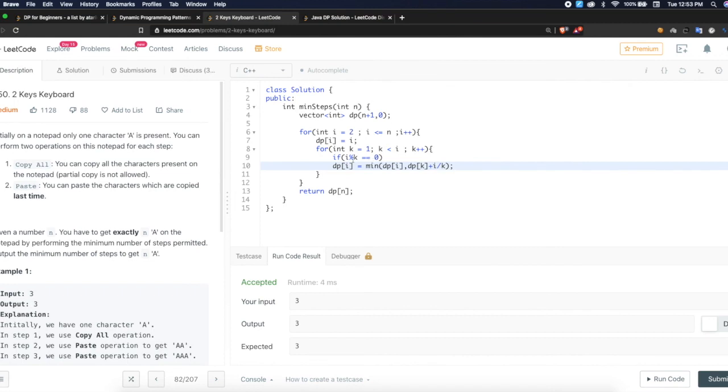We have set a condition: if i modulus k is equal to 0, which means i divided by k is an integer, then only we will perform this recurrence relation, which is dp of i equals minimum of dp of i, and dp of k plus i divided by k. This is the equation which I have written earlier. So this should give our solution.